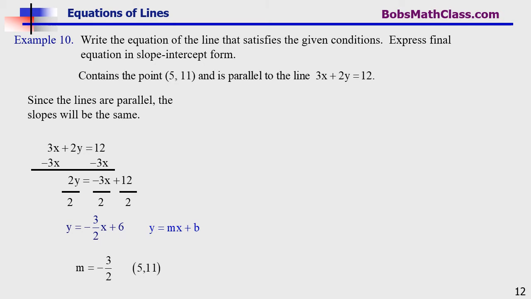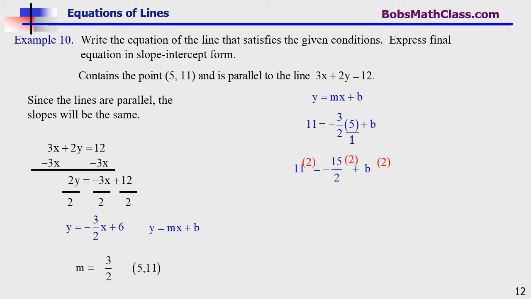And now we're going to use our handy-dandy formula. Replace the x with 5, the 11 with y, and the m with negative 3 halves. All right, y is 11, m is negative 3 halves, and x is 5. Put a 1 underneath the 5. Multiply across, so that gives us 11 equals negative 15 over 2 plus b. Clear fractions.